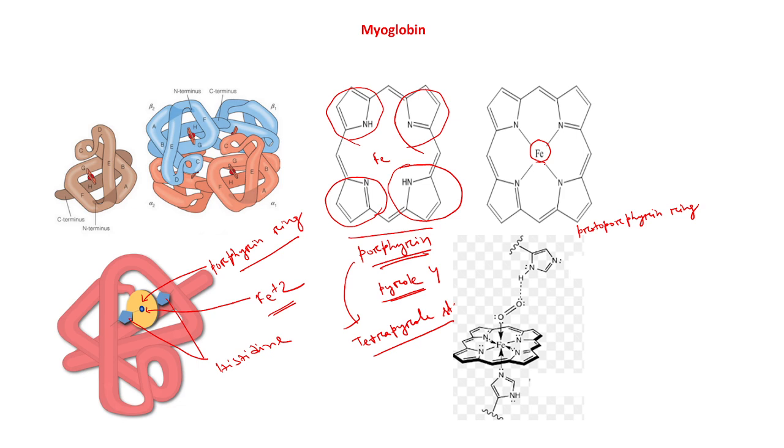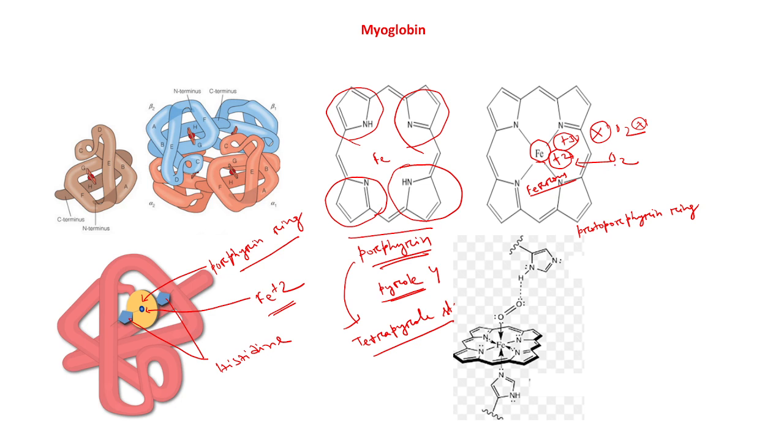Now this Fe can bind to oxygen, but oxygen can bind to Fe+2 only. If it is present in the Fe+2 condition, then only oxygen can bind. But Fe can also be present as Fe+3, and in that case oxygen cannot bind. So Fe+2 is called ferrous. When the ferrous group is found, oxygen is bound. When the ferric group or Fe+3 is found, oxygen cannot bind.